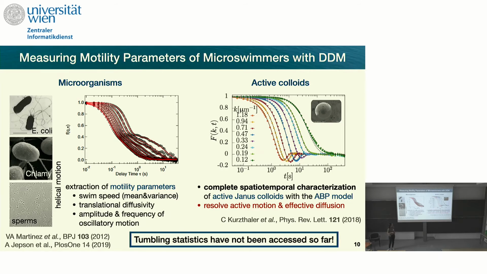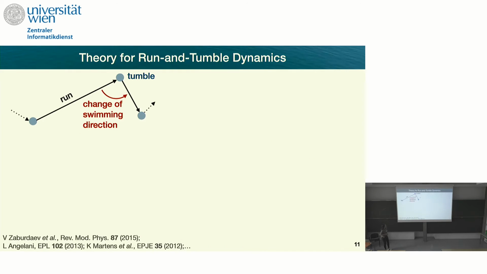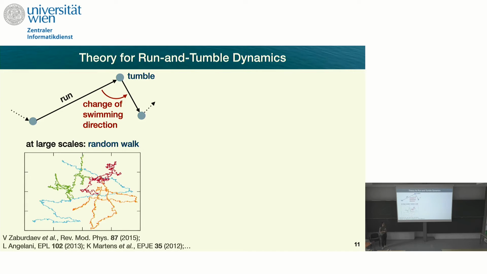So what hasn't been done to date was accessing tumbling statistics of swimming microorganisms, and one reason is it's quite hard experimentally to measure dynamics over long times and large length scales, which you need to actually resolve the tumbling behaviors. And also there was no model available to make sense of experimental data. So let me start with introducing you a simple model for the run-and-tumble dynamics. So we essentially think of cells that move straight for a while, and then they tumble randomly and also into a random direction. And so at large scales, we know this leads effectively to a random walk.